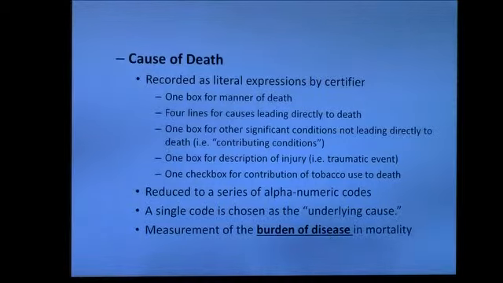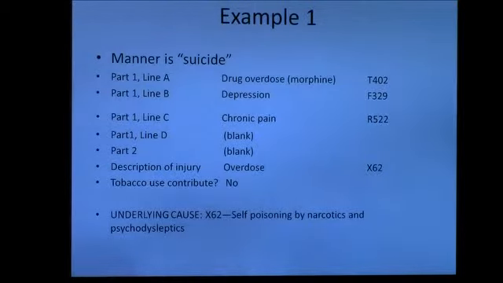And as I said, we use this information to measure the burden of disease. Every literal expression and checkbox item on the death certificate is reduced to an alphanumeric code, and through a process called nosology, something I'm not trained in and is sort of magic, an underlying cause is chosen from among those. And I have a couple of examples here. We will go through them.